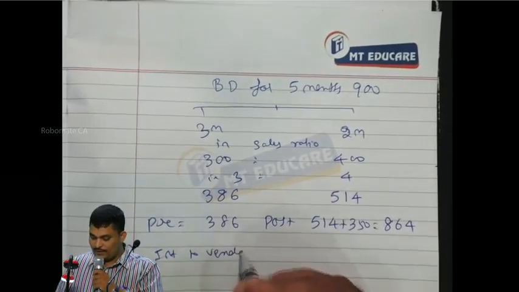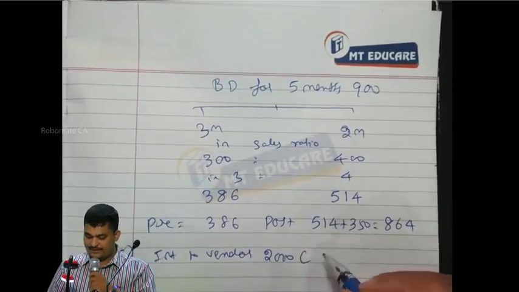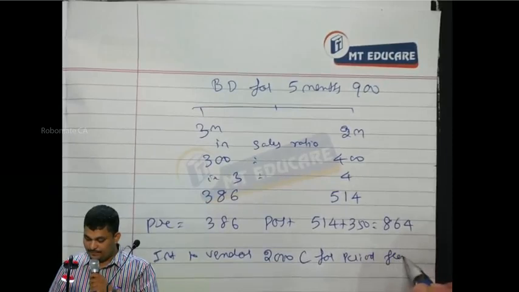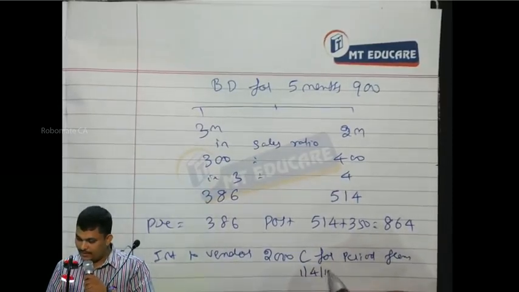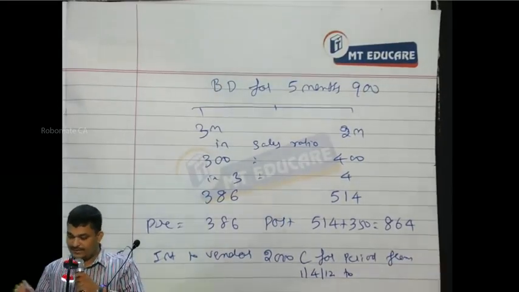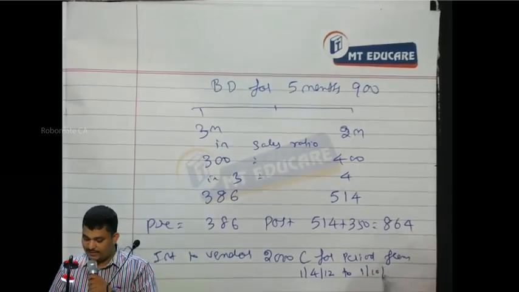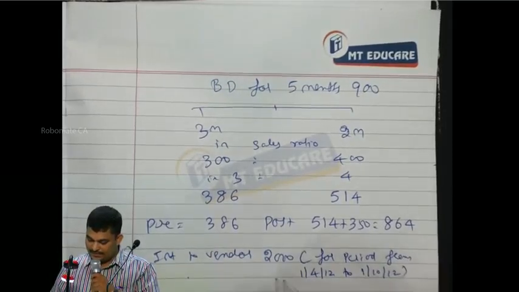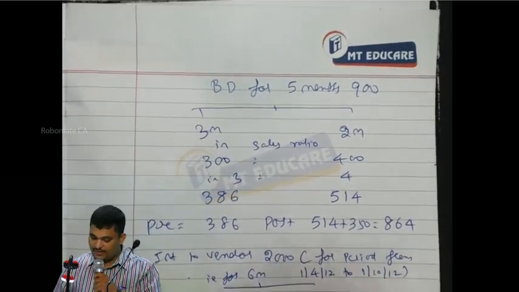Then it was interest to vendor. Interest to vendor. How much given? 2000 rupees. Everybody. For the period from 1/4/2012, that was the date of takeover, till the consideration was paid, they themselves are given. It is up to 1/10/2012 for 6 months. Correct? That is for 6 months. So how to split into pre and post?